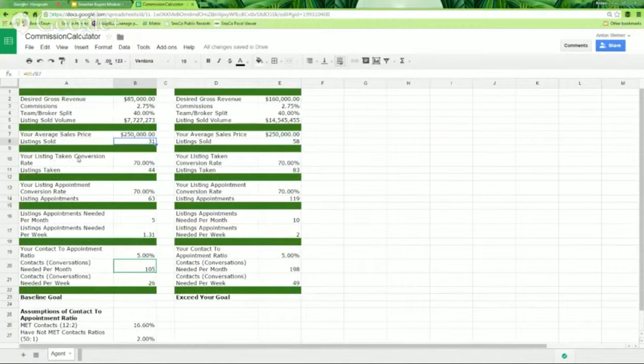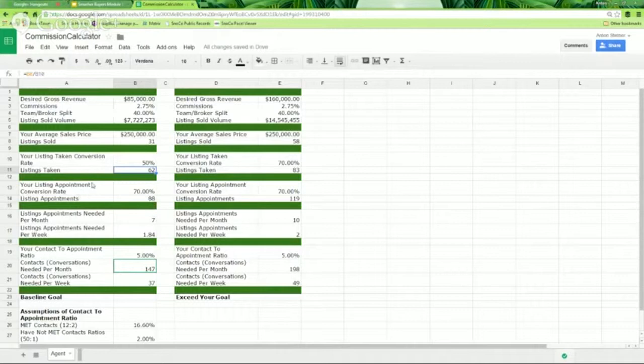Now, your listing taken conversion rate. This says if you go on an appointment, 70% of the time you're taking it. Now, if you're new to the industry, maybe you're only going to get half of them. Okay? Oh, I didn't put it in as a percent. Whoops. There we go. 50. There we go. Notice how then you have to take 62 listings.